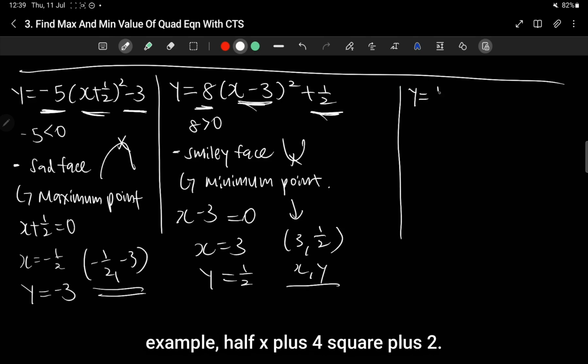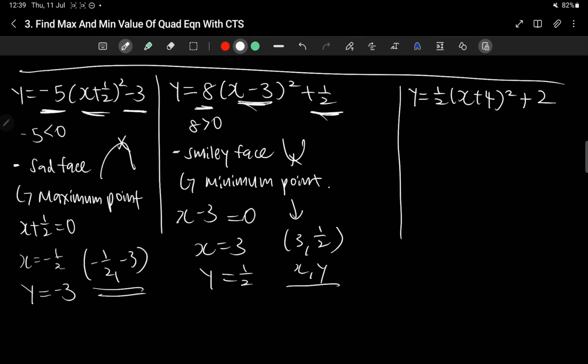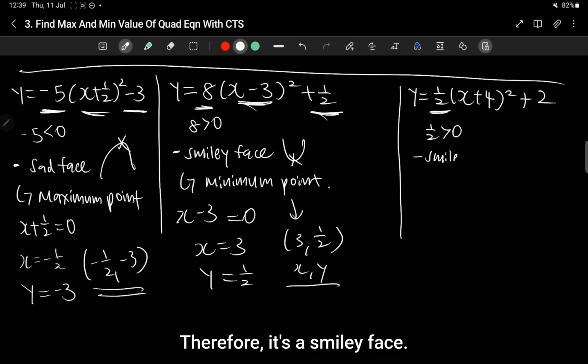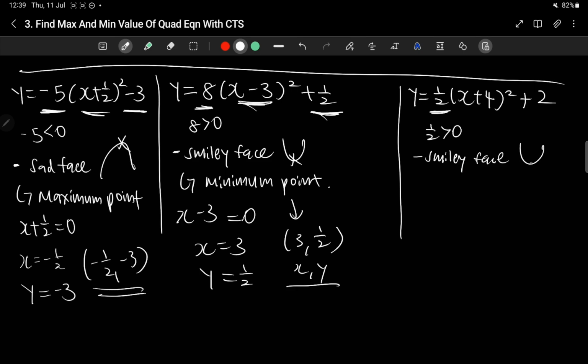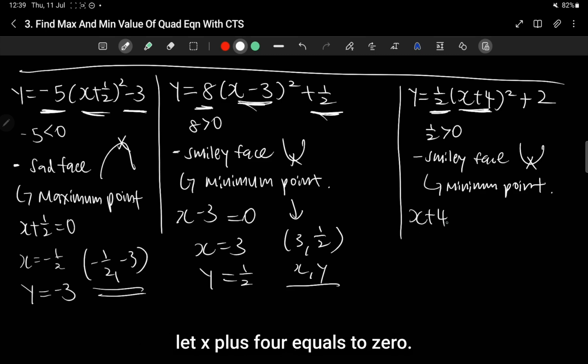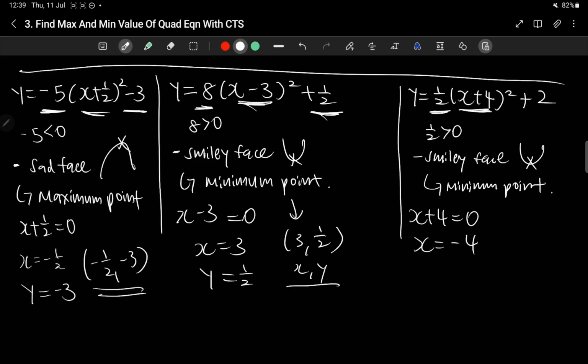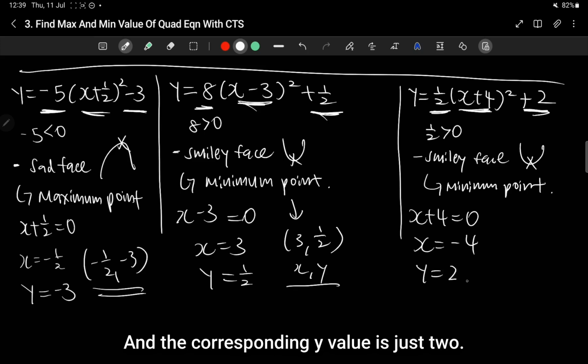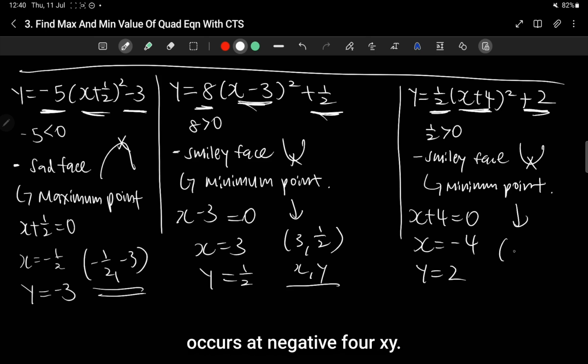And the last example, half(x plus 4) squared plus 2. So half is bigger than 0. Therefore, it's a smiley face. It has a minimum point. And therefore, to find the coordinates of the turning point, you will just let x plus 4 equal to 0. And x is negative 4. And the corresponding y value is just 2. So the minimum point occurs at (negative 4, 2), x, y.